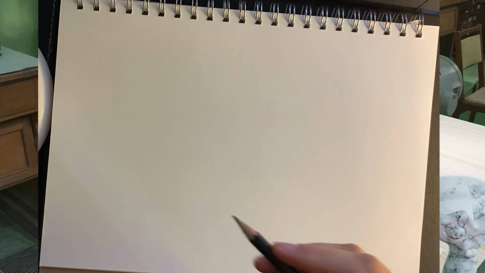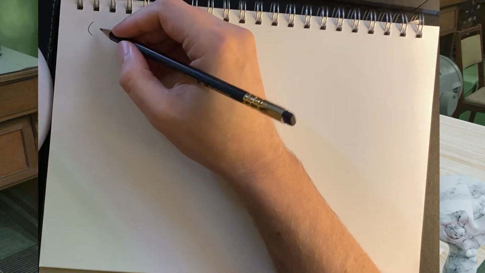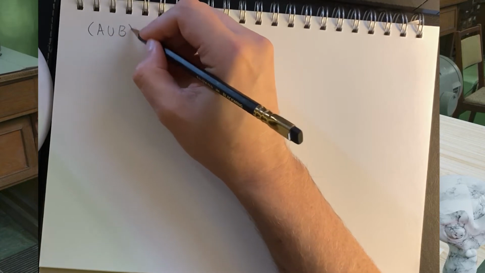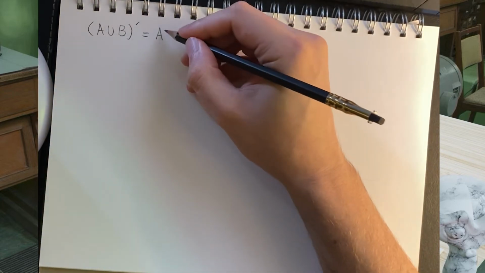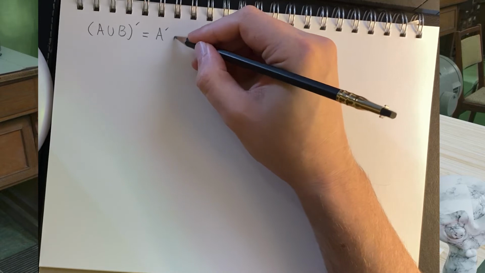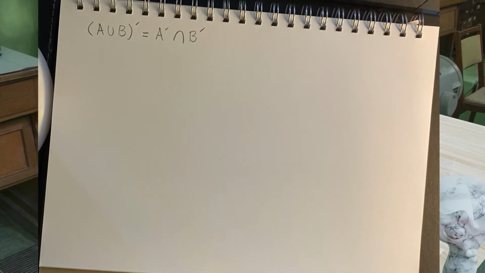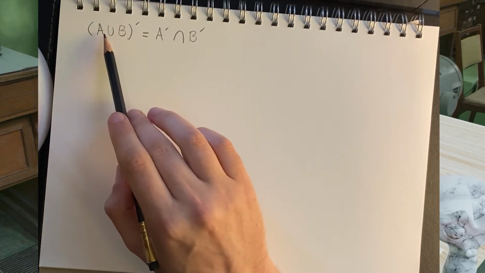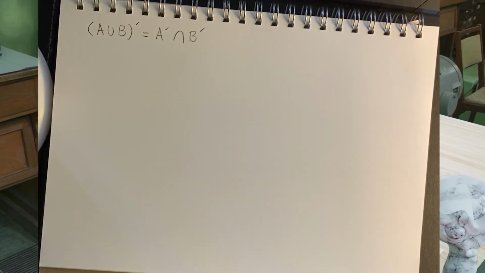So De Morgan's laws are as follows. If I take the union and complement it, so I find the opposite of that, that is the intersection of the complement of A and the complement of B. So let's think about it. If we are not in the set of either A or B, then we have to not be in A and we have to not be in B.